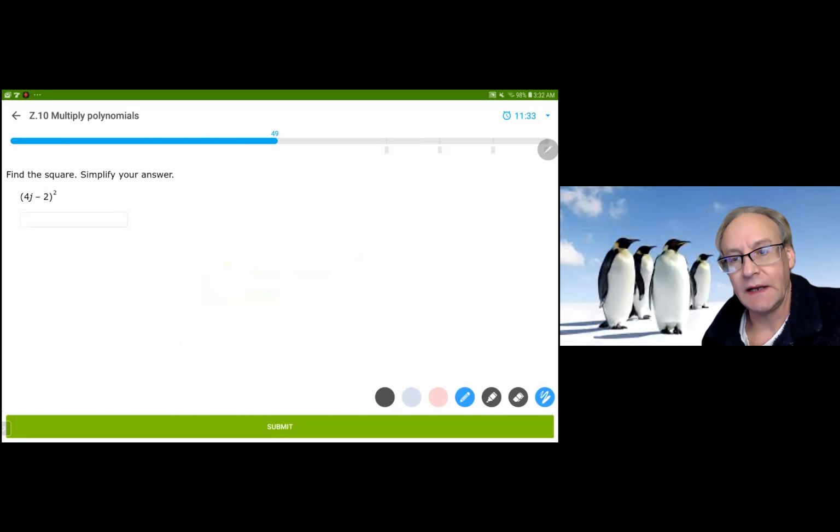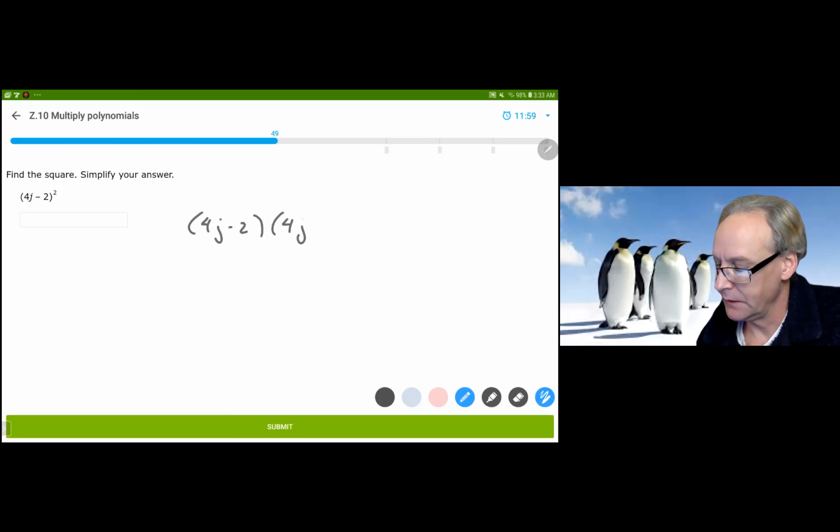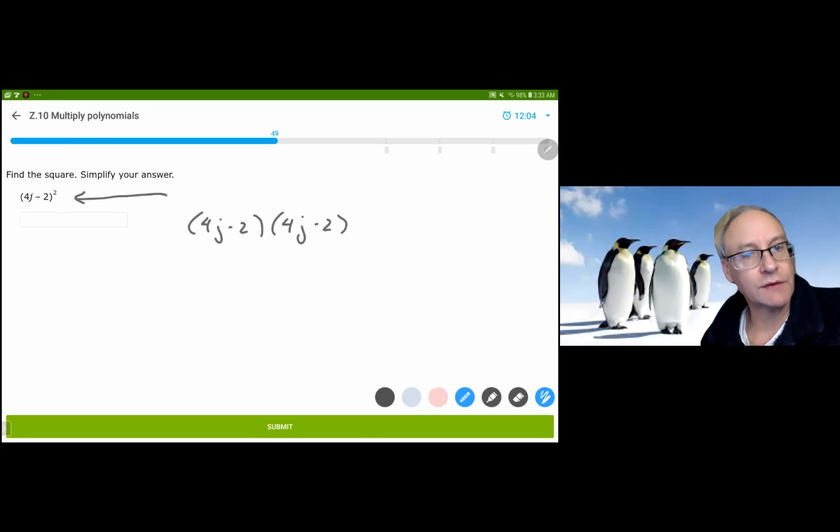Very common mistake is to want to distribute the square to both parts. You cannot distribute exponents over addition or subtraction. You can distribute exponents over multiplication, and that's where the rule memorization comes in. This means 4j minus 2 times 4j minus 2. That's what this means. And of course, if I multiply that, I get 16j squared.